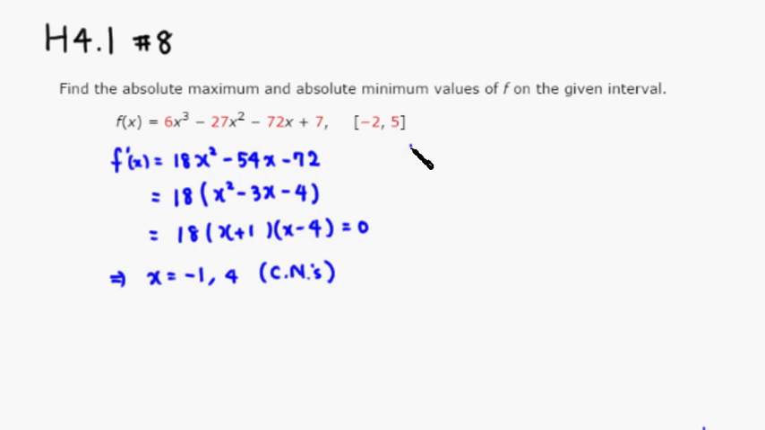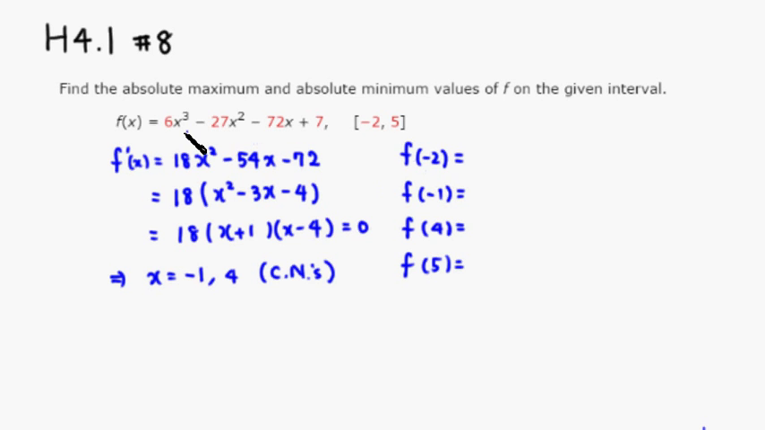So we look at f of -2, then we have f of -1, and then we have f of 4, and then we have f of 5. I'm going to cheat a little bit, so you can just plug these numbers in there, then you can do it by hand. But actually, let's do it by hand. So yeah, let's not cheat.